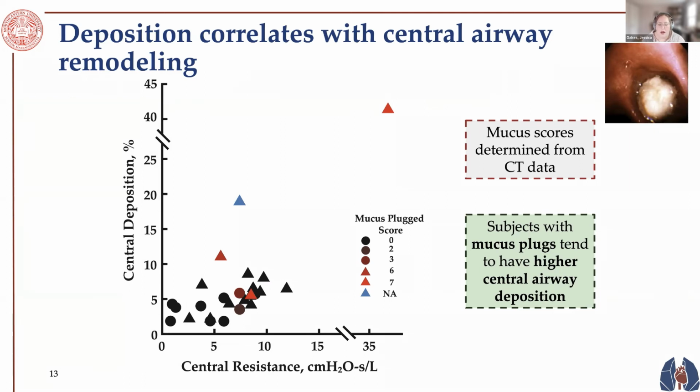This is a way to see if central deposition is correlated to central resistance and whether or not mucus plugs, the number of mucus plugs, impacts this relationship. As you can see, for subjects with high mucus plug, this subject particularly has 7 mucus plugs in their airways. They had very high central deposition and central resistance, much different than the average subjects.